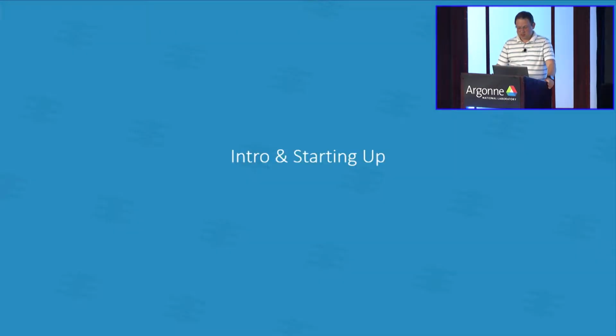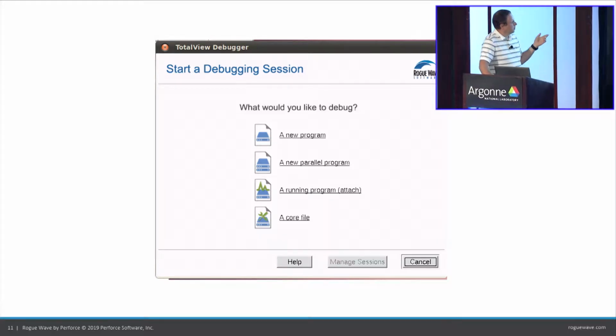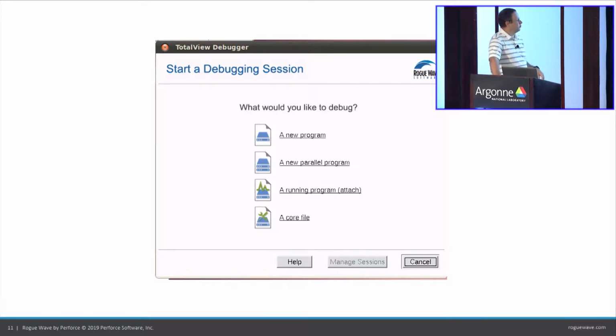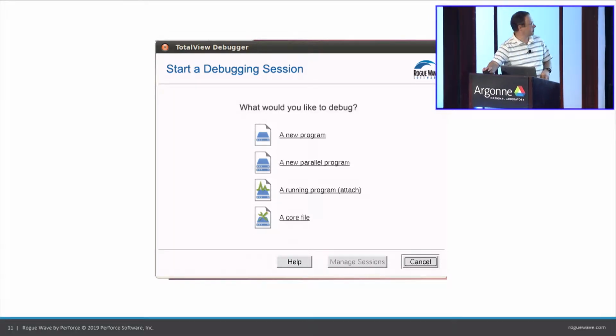Okay, so let me show some basic features for those who never used it. There are four different modes of operation right now. There will be five in the next release. You can start a new parallel program, attach to a running program, which can be remote or local, and use a core, attaching to a core file.